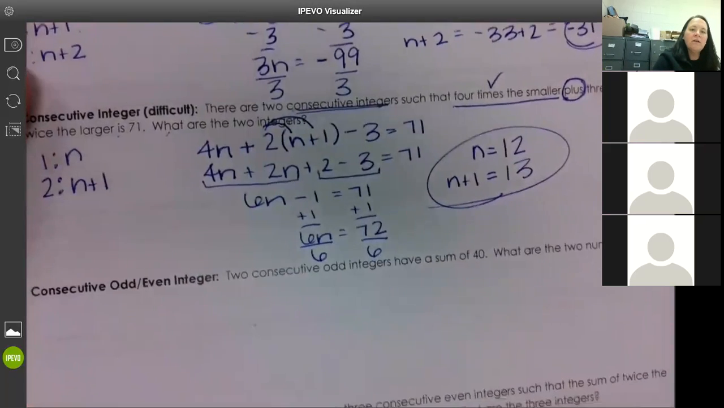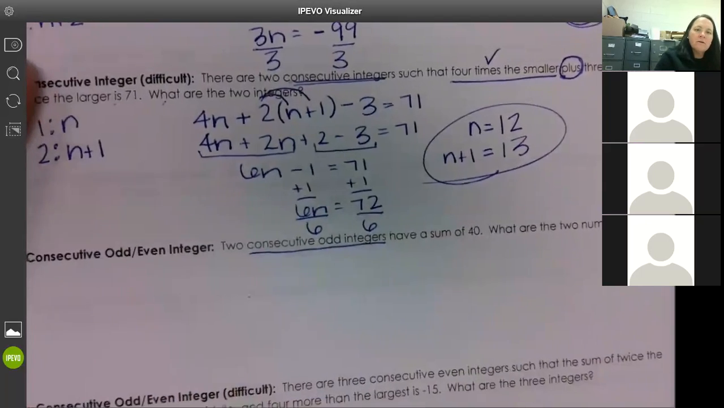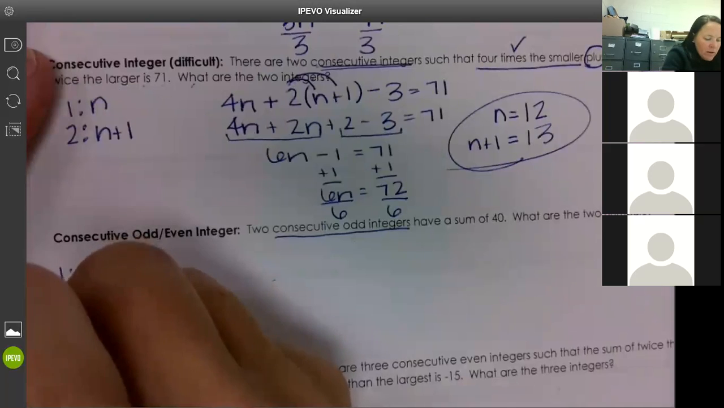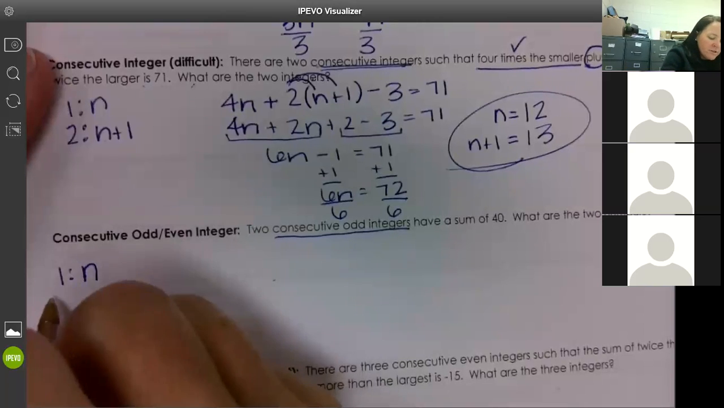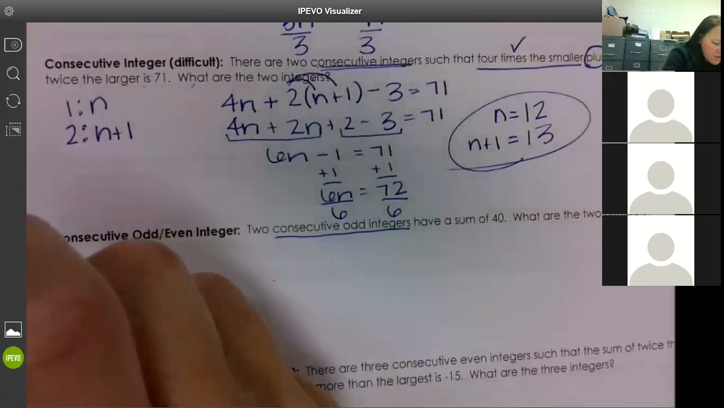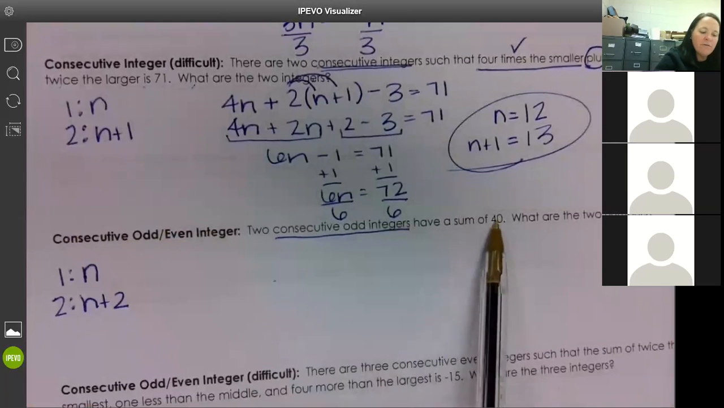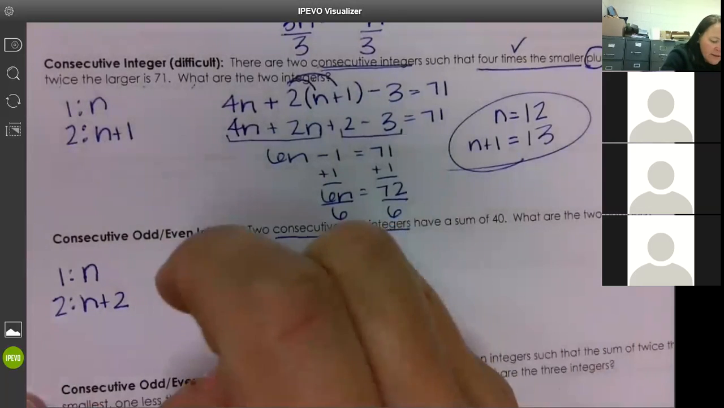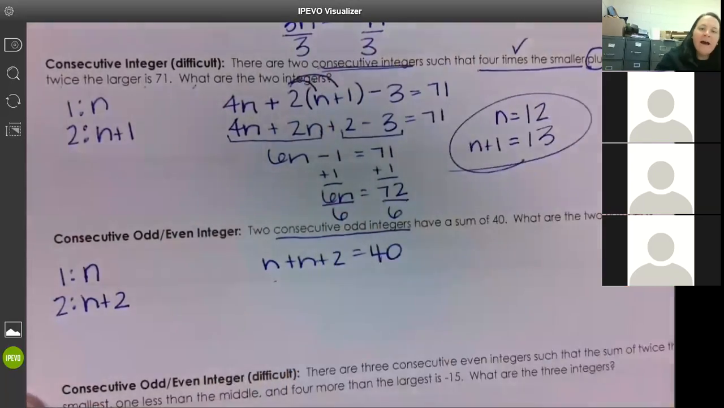All right, look at the next one. This one changes because it says 2 consecutive odd integers. 2 consecutive odd. So the first one is always n. If it says odd or even, what is your second one going to be? N plus 2, perfect. It says that those two numbers have a sum of 40. What does sum mean? Add. So we're going to add these, n plus n plus 2, and they're going to add to 40.